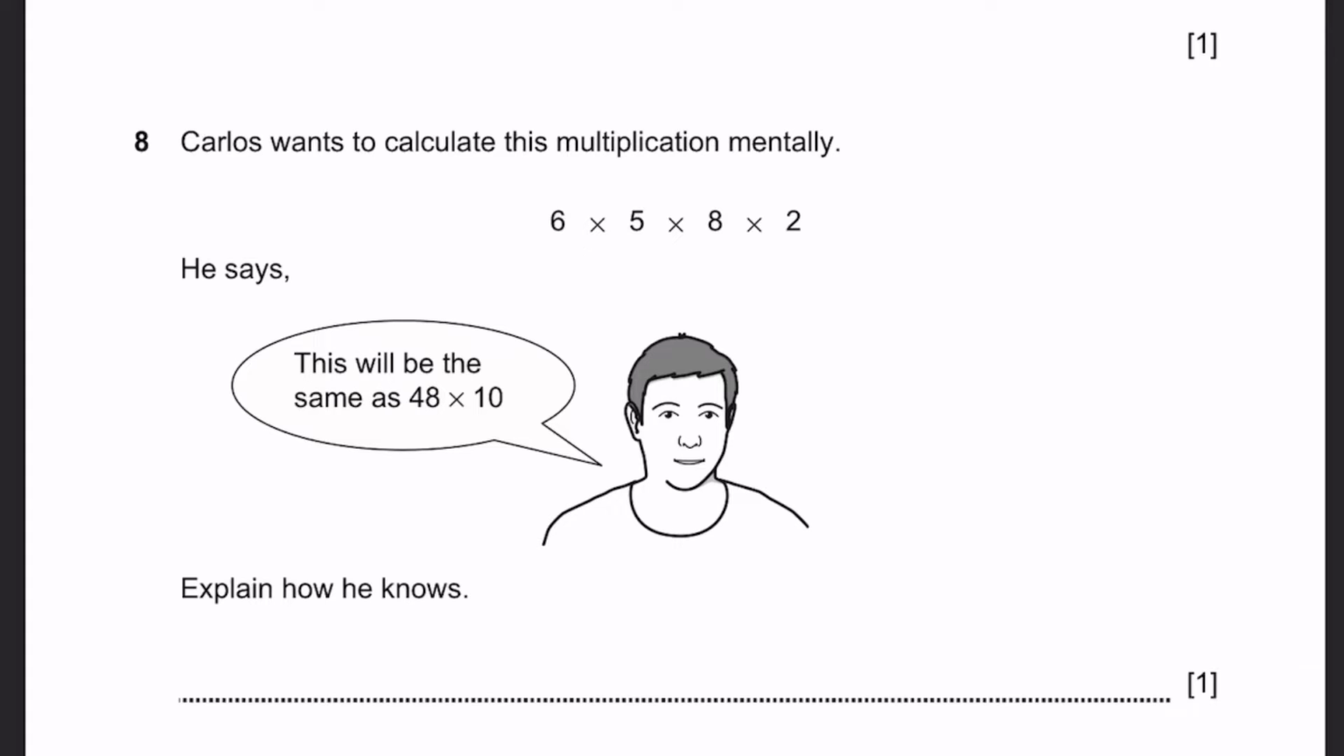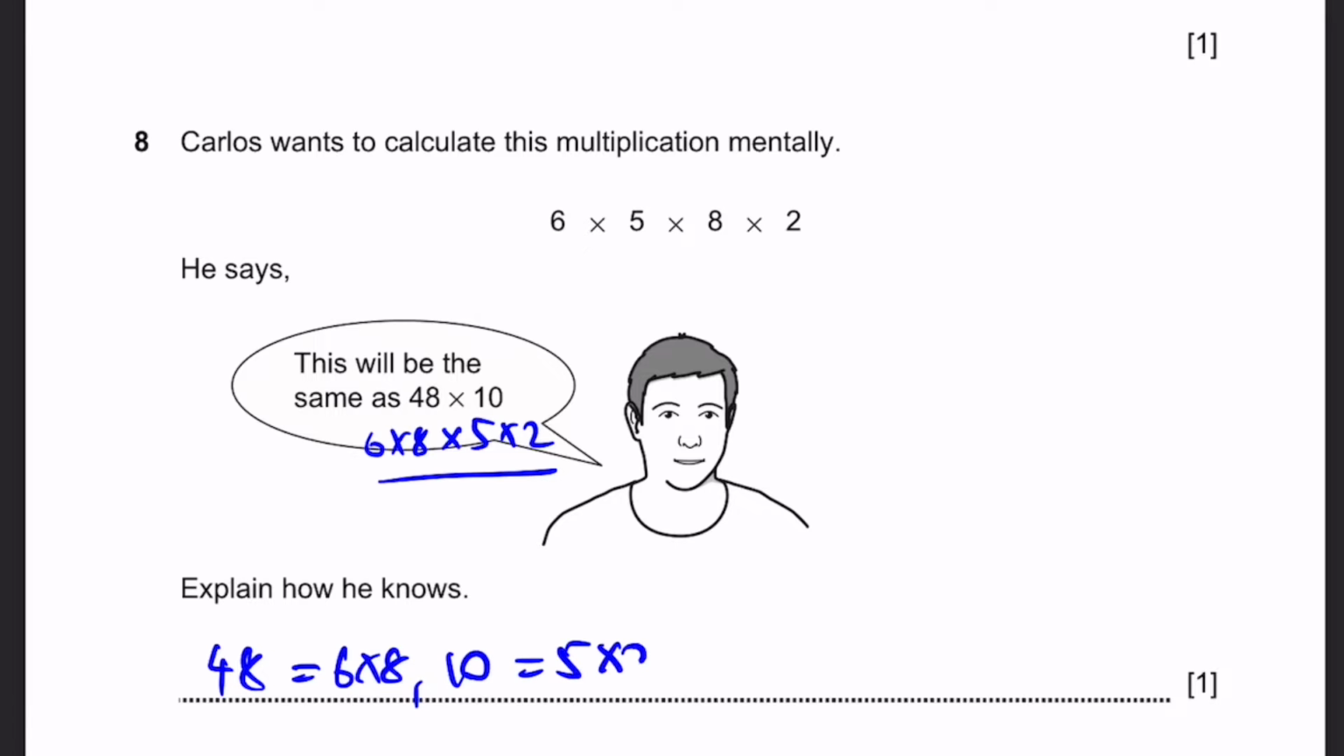Question 8. Carlos wants to calculate his multiplication mentally. He says, this will be the same as 48 into 10. Explain how he knows. Well, we can say that 48 is 6 into 8, and 10 is 5 into 2. If we multiply this, it's the same thing as this over here with just different order. So 6 into 5 into 8 into 2 equals 48 into 10. That's the answer.